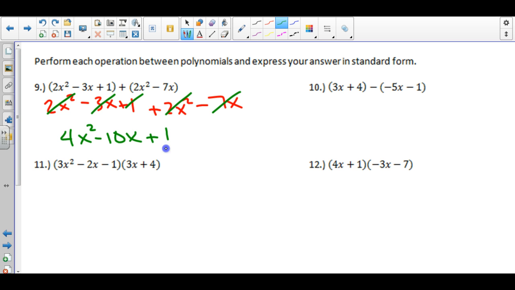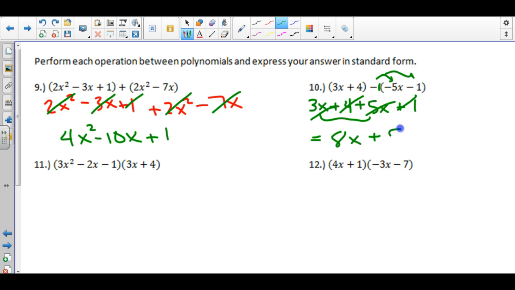For this one, we have a minus, which I want you to think about it like it's a minus 1. So you're subtracting the polynomials, which means you have to distribute negative 1 through. So your first one, you're just going to drop the parentheses, and it's 3x minus 4. Now you have a negative 1 times negative 5x, which is positive 5x. And you have a negative 1 times a negative 1, which is positive 1. So combine like terms again. 3x plus 5x is 8x, so that takes care of those two. And then you have a 4 plus a 1, which is 5. So final answer is 8x plus 5.